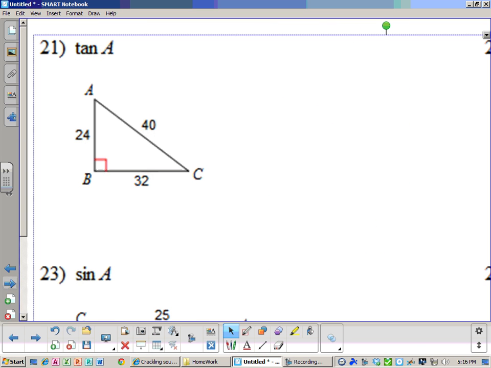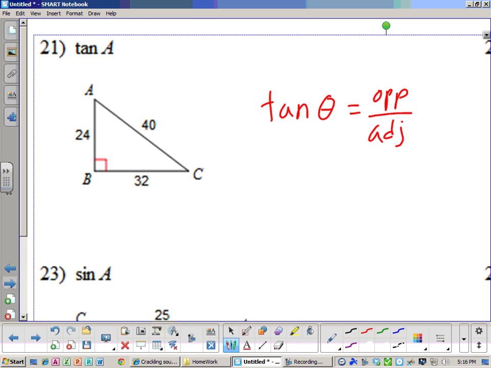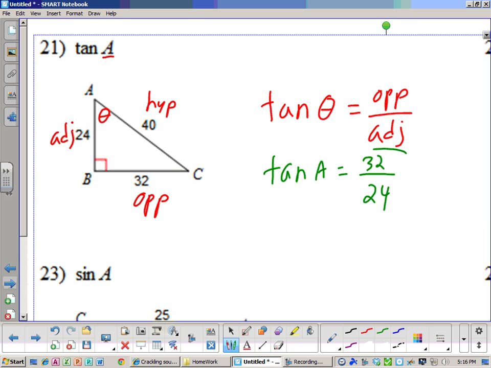Last but not least, 21. The tangent, TOA, of some angle is equal to opposite over adjacent. Our theta is at A, which makes this our hypotenuse, and this is our adjacent, and the farthest one away is your opposite side. Very nice. So the tangent of A is equal to opposite, which is 32, over adjacent, which is 24. Very good. Nicely done. Next problem.